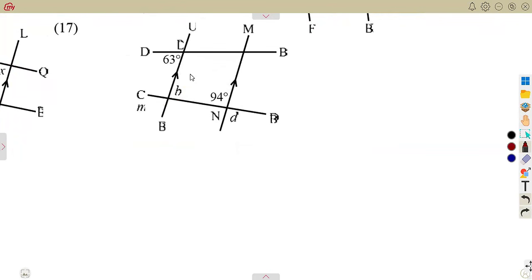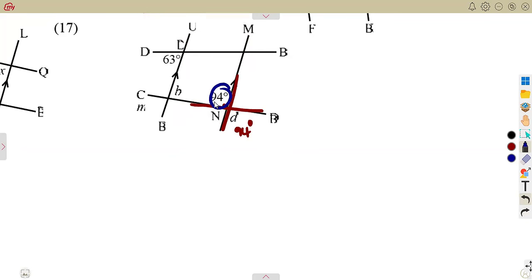The 63 degrees, these are the only lines which are parallel, this line and this line. Okay, so what can we do with the 63 or the 94? We can calculate D. In fact, D, we can just state it because these are vertically opposite angles. All right, the 94 and the D are equal vertically opposite angles.